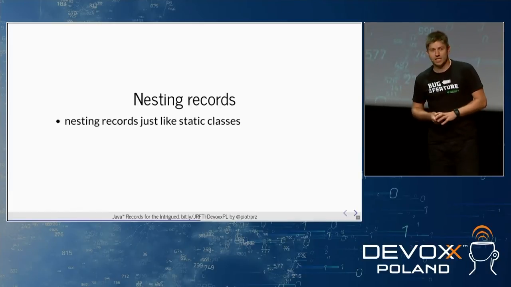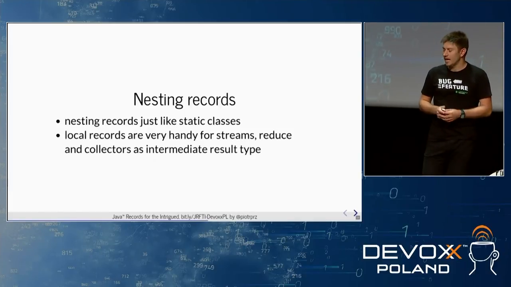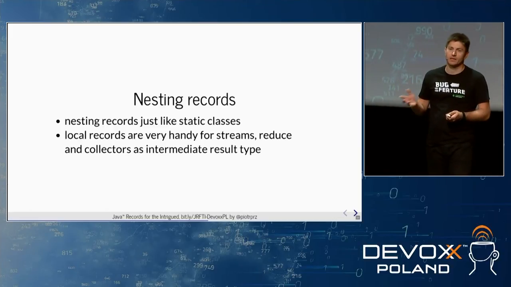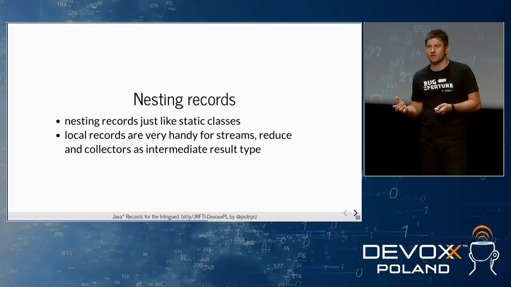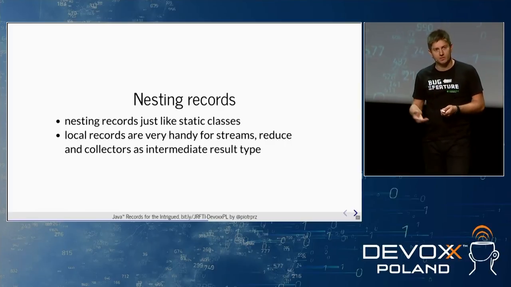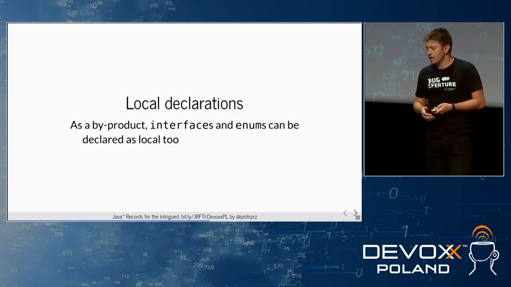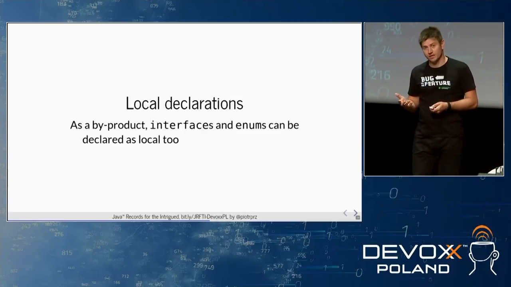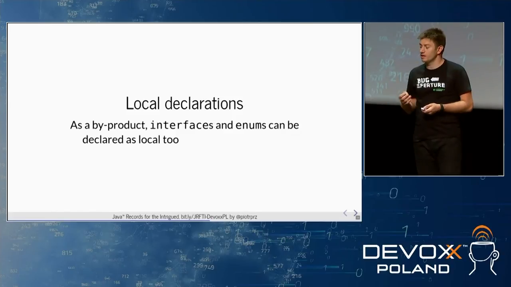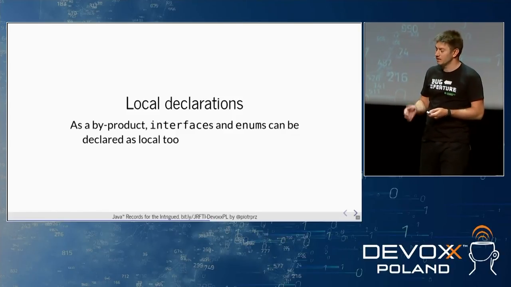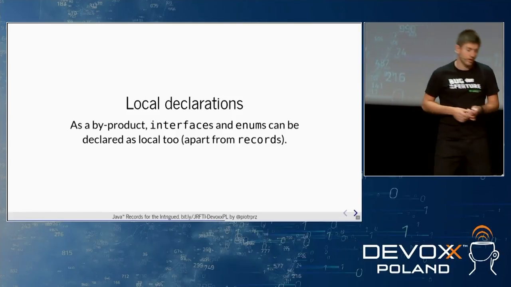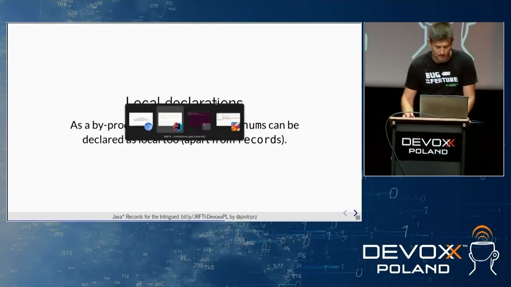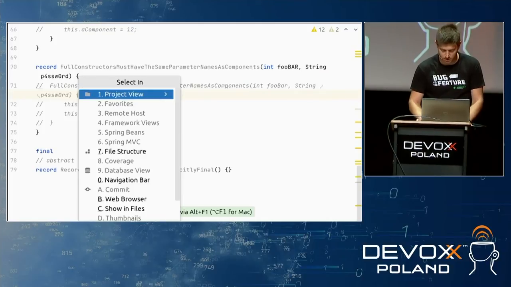And they are nested just like static classes, and they are very handy, like these local records for streams, like intermediate accumulators, for example, for collectors, for the reduce method, and so on and so on. And as a byproduct of that, starting from Java 16, we can also have local interfaces and enums and classes, not only records. So let me show you that. I should also have a demo for that, because in code we trust, right?